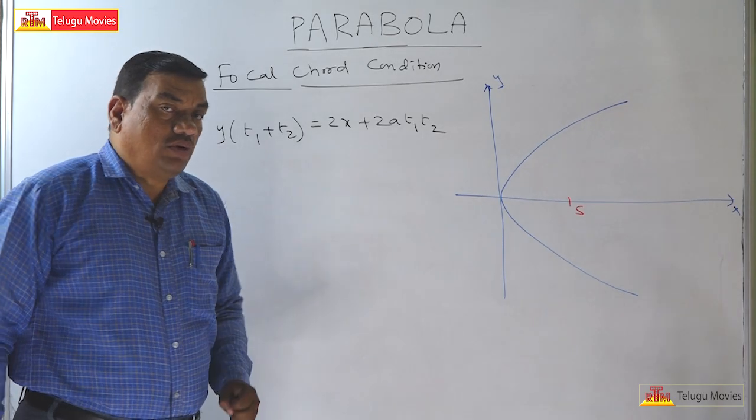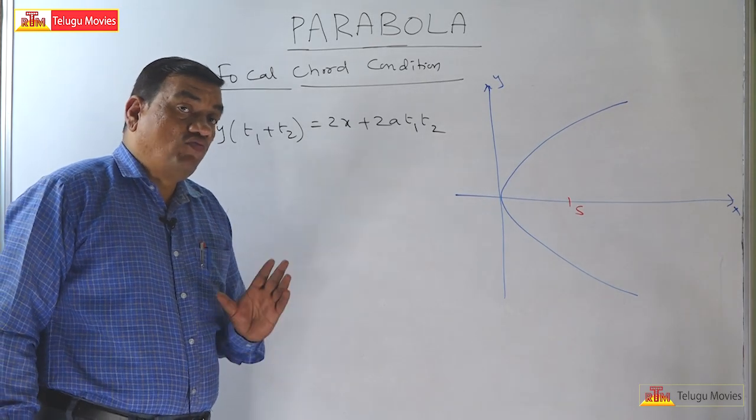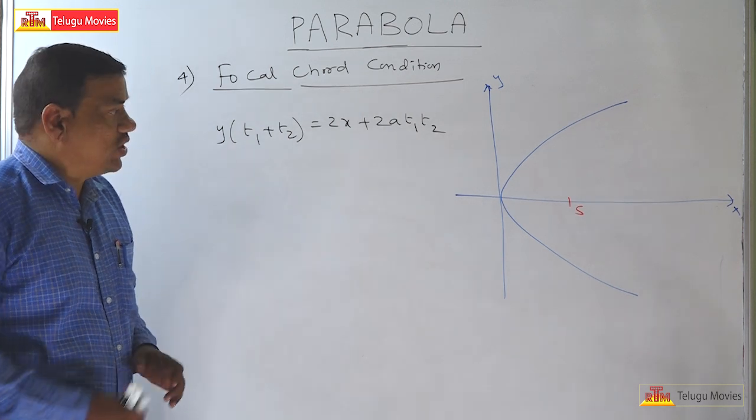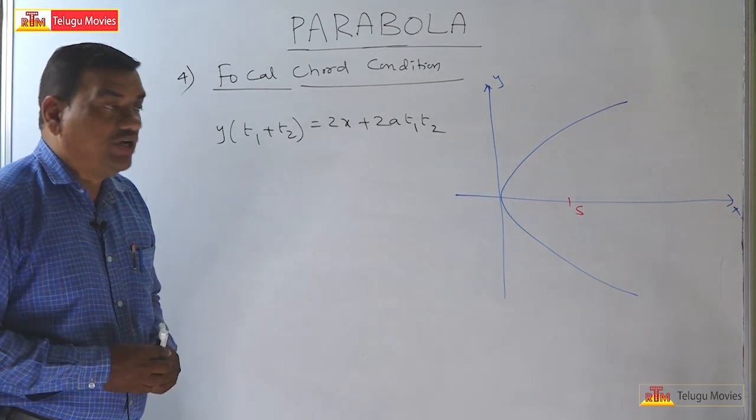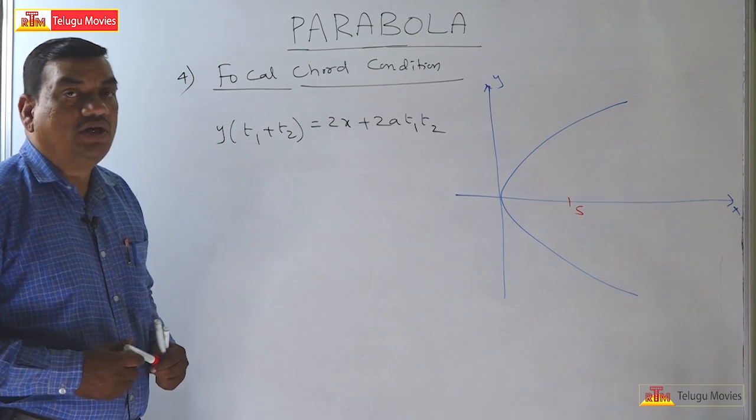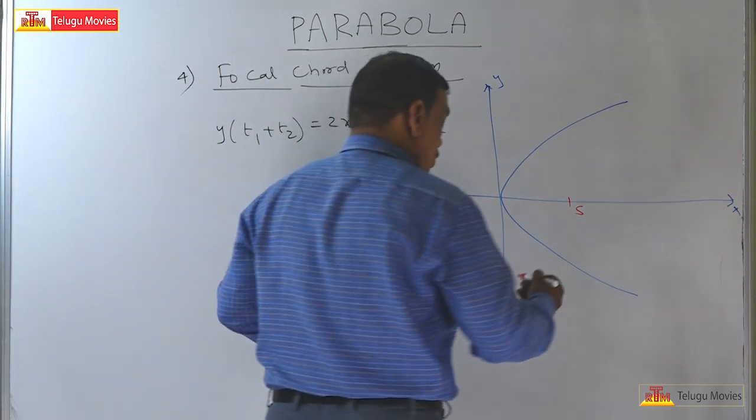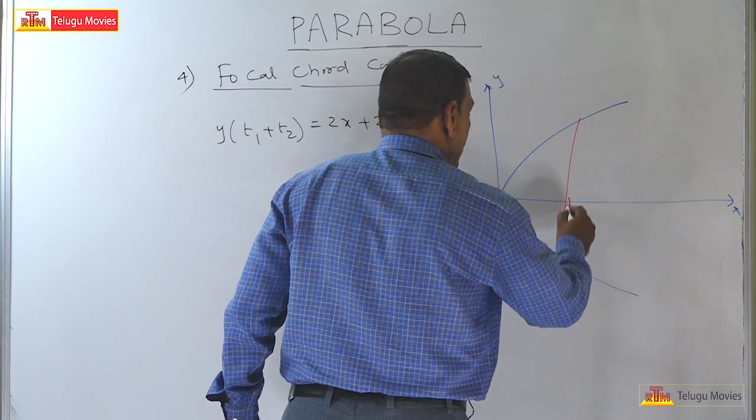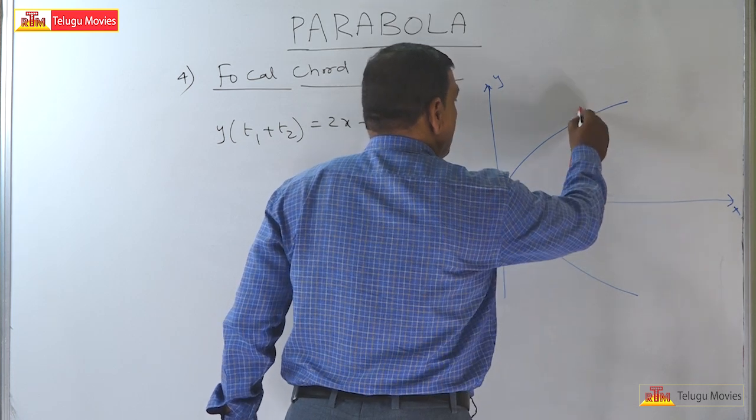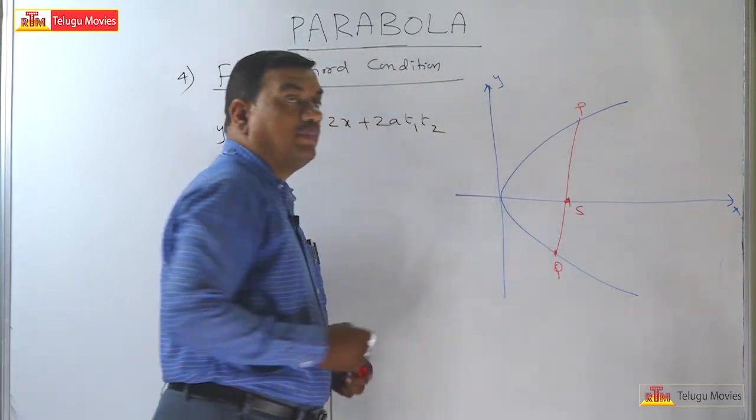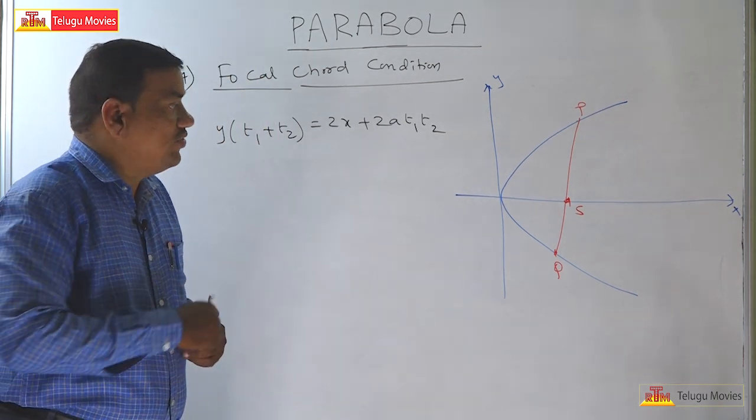Now I am going to explain this concept. This is called the focal chord condition. What is the focal chord condition? We already know what a focal chord is. It is a chord passing through the focus. So this is a chord passing through the focus. It is called the focal chord PQ. Let P and Q be the endpoints of the focal chord.